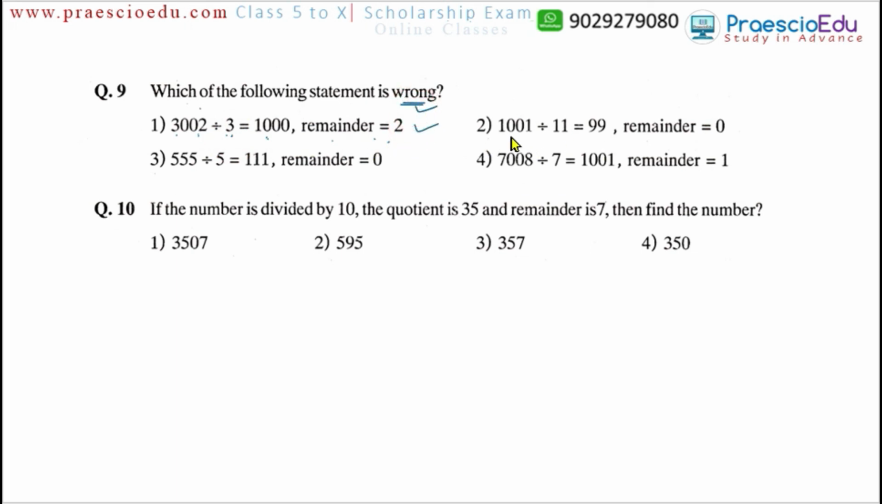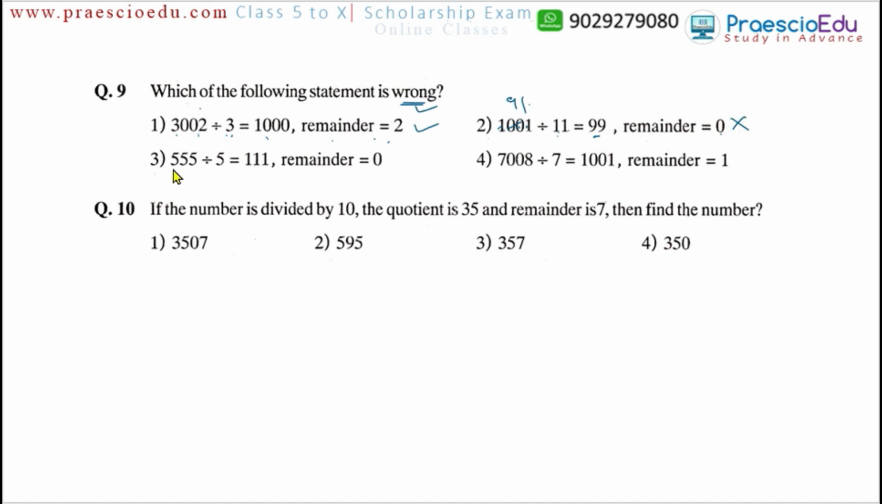Now next, 1001 divided by 11 is 99 and the remainder is 0. Let's check. We will consider the first 3 digits. 100 divided by 11 is 9, so 99, and then 1 balance, so 91 comes. After this 1 balance, it should be 11. So 11 by 11 is 1, so the answer should be 91, but here 99 is given, so this is the wrong statement. Let's check the others.